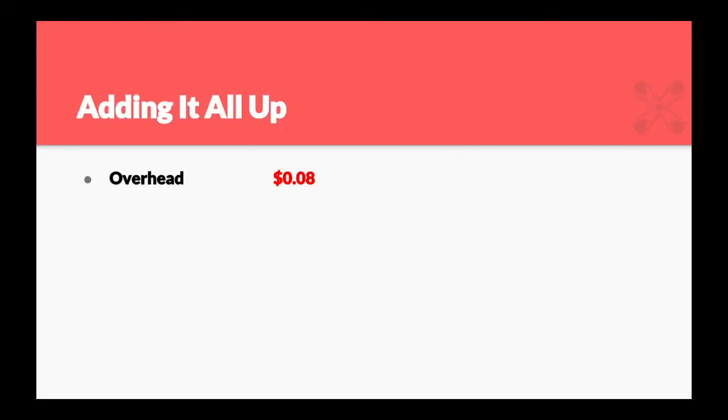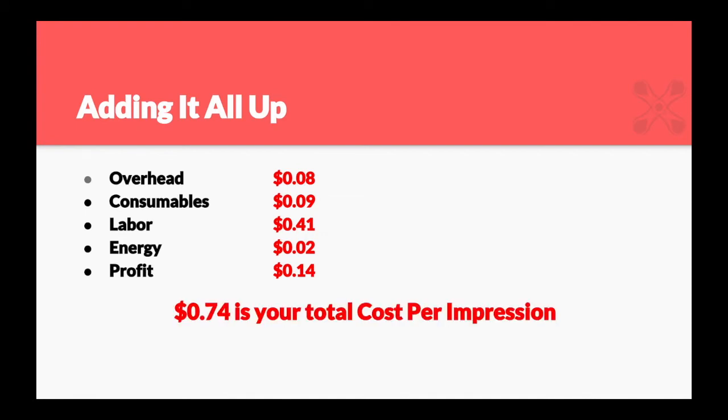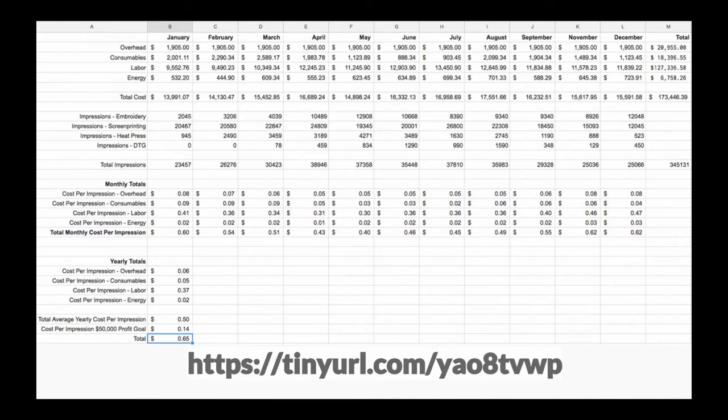So let's add it all up. We've got our overhead at 8 cents, we've got our consumables at 9 cents, labor's at 41, energy's at 2, and then we've got our profit at 14. So 74 cents is our total cost per impression. Maybe that's really low for you. Maybe it's incredibly high. This is just our fictional shop. Yours is going to be different because it's going to be based on your actual costs and your actual units of work, how many impressions you made. So for our example, 74 cents is what we're using. Okay, so let's go back to our spreadsheet.